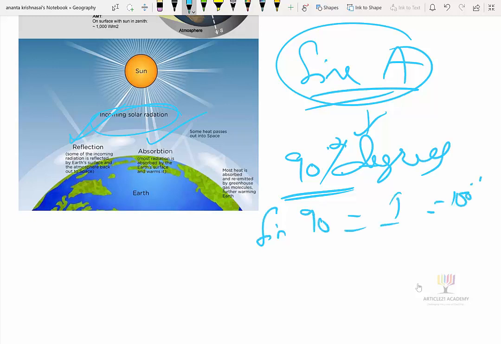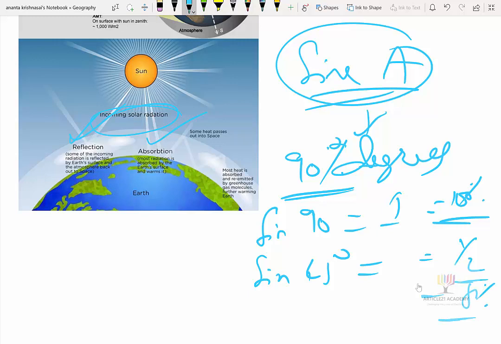That means it is 100% arriving at the surface of the earth. And if it is occurring at 45 degrees, then you know that it is half. That means only 50% of solar insolation is reaching, in terms of its intensity, in comparison with the angle of incidence, which is at 90 degrees.